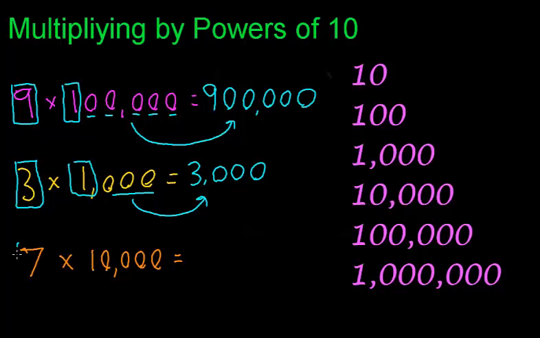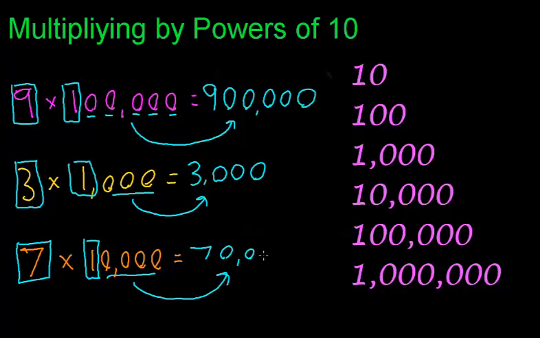And my last one. Same thing again. 7 times 1. Ignore the 4 zeros. I know 7 times 1 is 7. And then bring my 4 zeros to the end of my answer. 1, 2, 3, 4. 70,000 should have been my answer. So 900,000, 3,000, 70,000 should have been our answer. Now let's look at some that are a little bit more difficult.